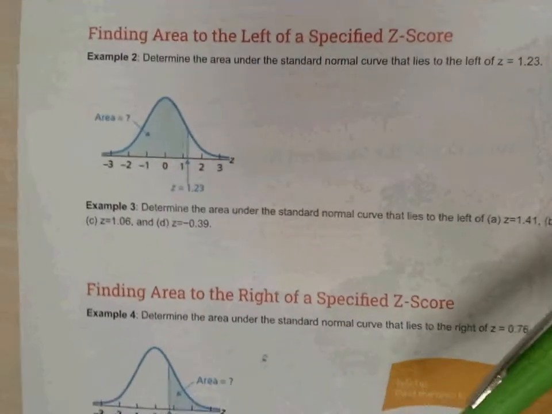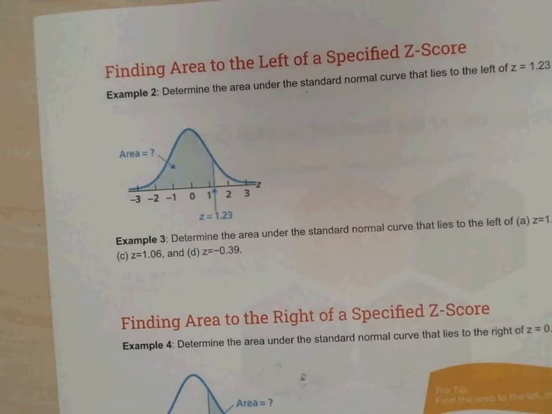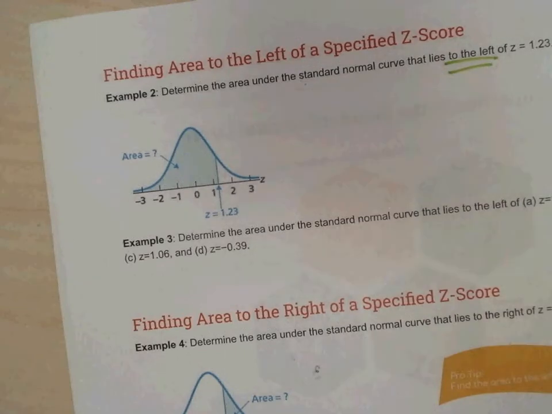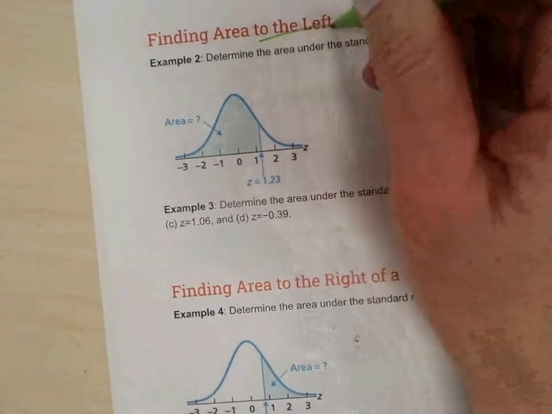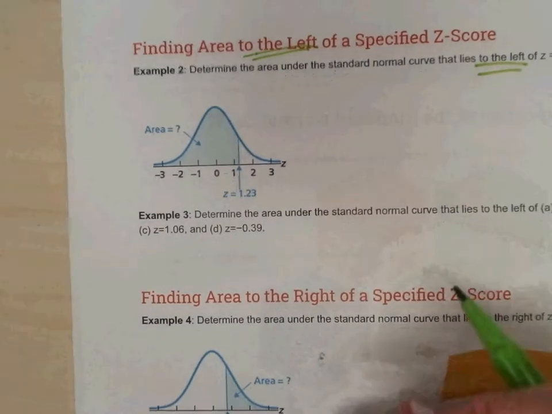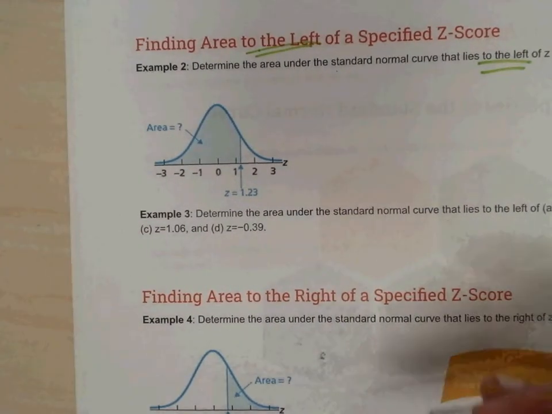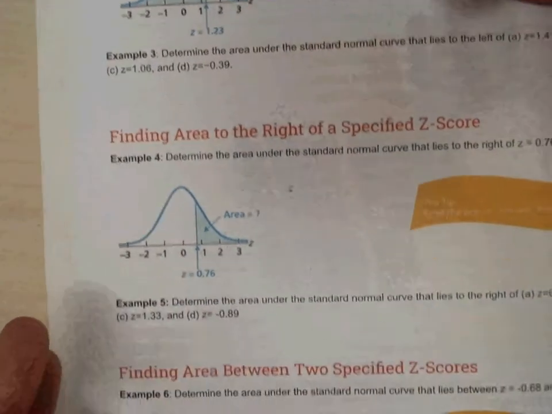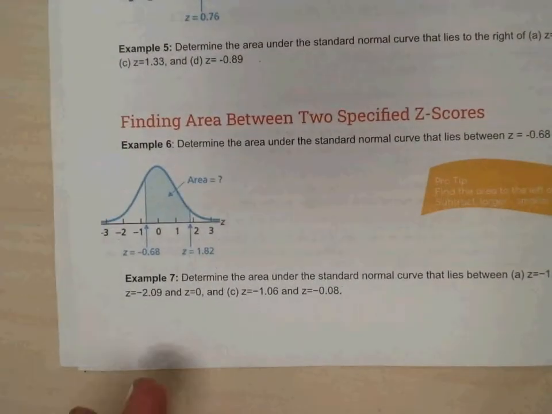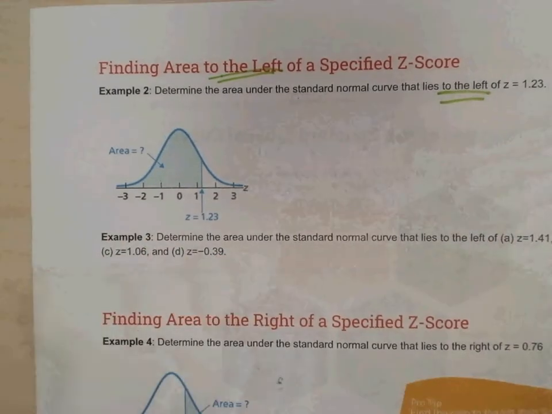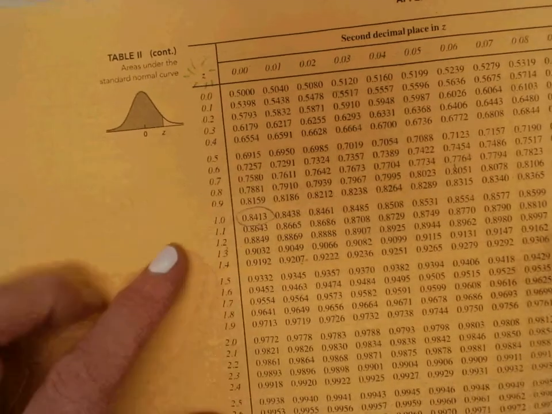Next up, we're going to put it into practice in example 2. Determine the area under the standard normal curve that lies to the left of z equals 1.23. You'll notice the heading here says find areas to the left of a specified z-score. There are 3 categories that we're going to go through in order to find area. One is to the left of the given z-score, one is to the right, and the other one is between 2 given z-scores.